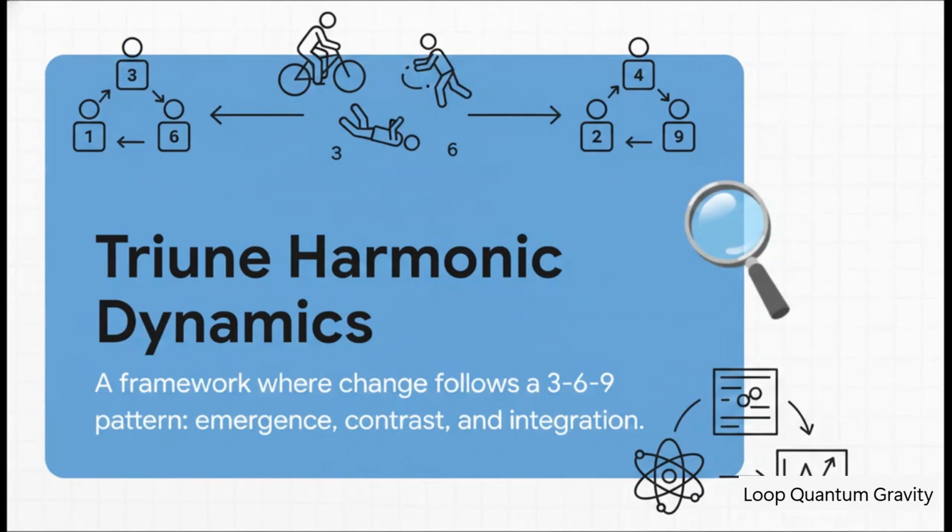Let's break that down into plain English. THD is basically a testable framework showing that all change in the universe follows a repeating 3-6-9 pattern. It's a cycle of birth, stress, and resolution.